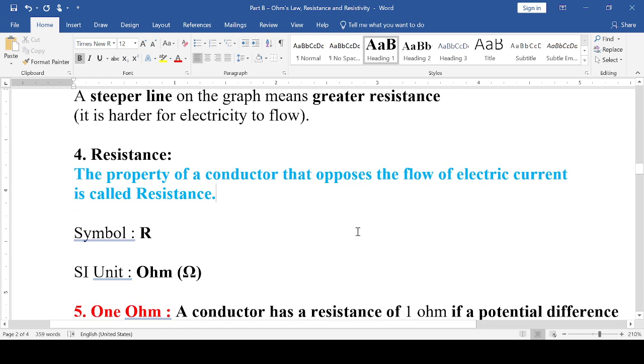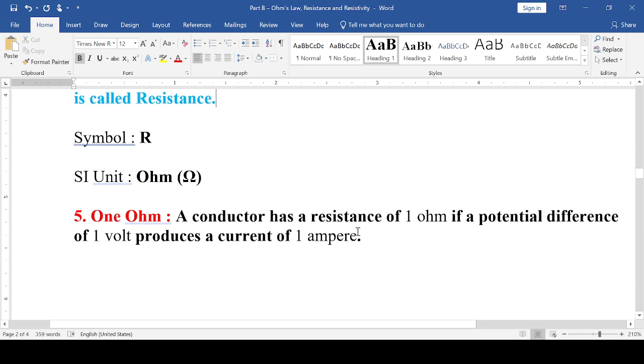So what is resistance? It opposes the flow of electric current. That which opposes the flow of electric current is called resistance. The symbol is R and the unit is ohm, omega.